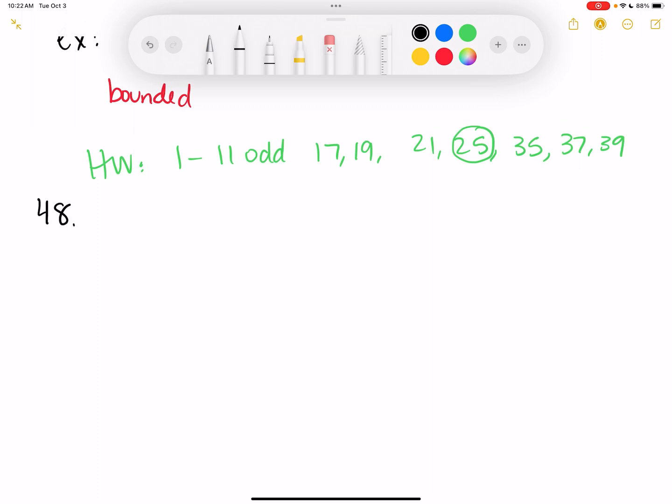All right, so these ones are to state whether it's odd, even, or neither. And it says to support graphically, confirm algebraically. We're just doing the algebraically part. So 48, g of x is equal to x cubed.